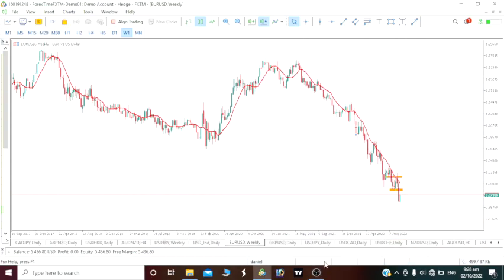So guys, here we have our Euro GBP. We would want to see where our price will be moving for the next day, which is on the 3rd of October 2022.